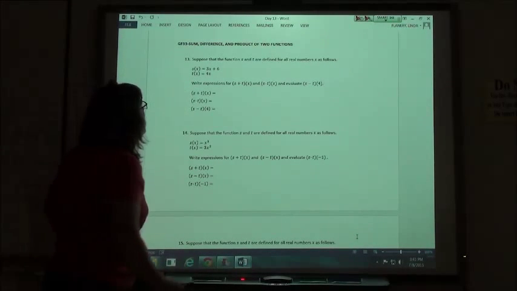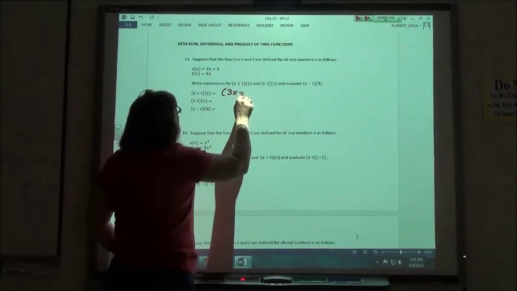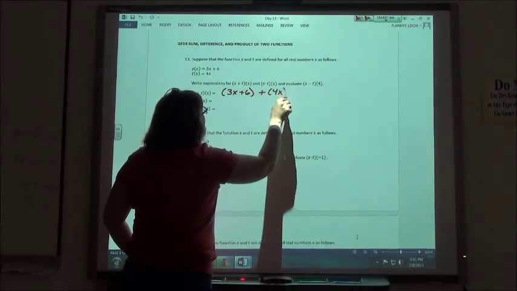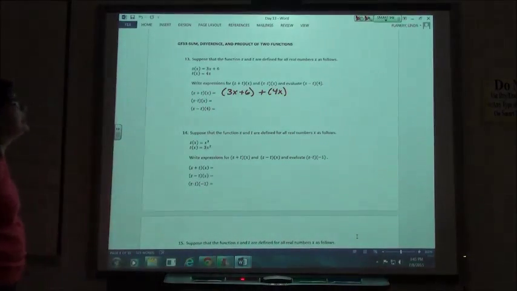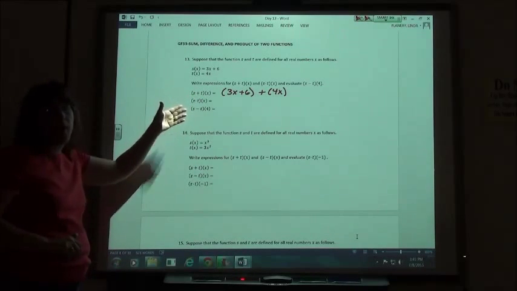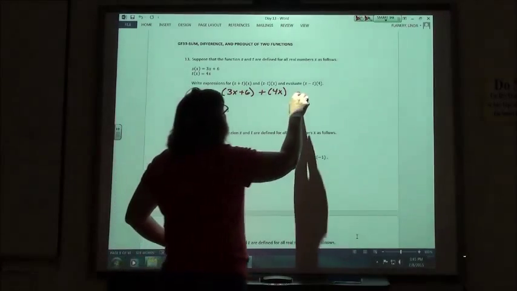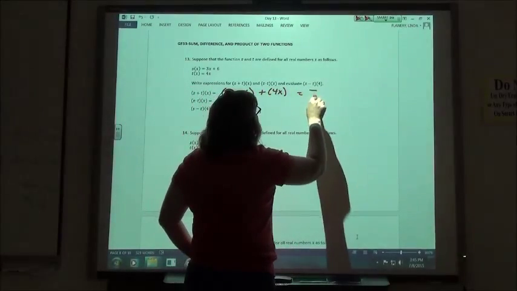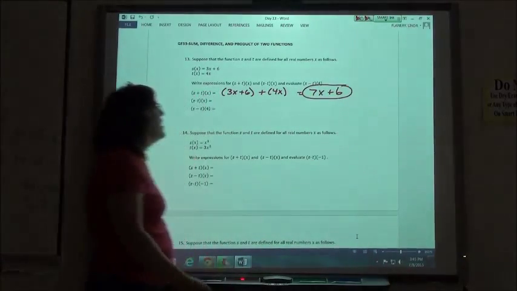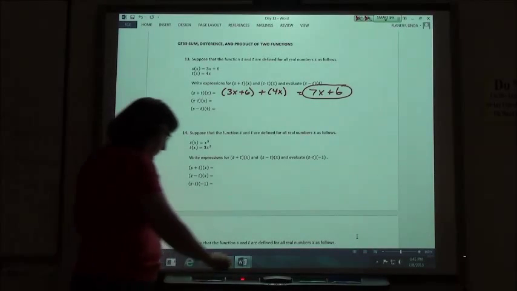So first of all, if I'm going to add, I'm going to take my s function, which is the 3x plus 6. I'm going to add my t function, which is the 4x. Now, since I'm adding, I really didn't need the parentheses, but I put them there because the order is important when you subtract, not necessarily when you add. So I'm going to combine my like terms. 3x plus 4x is 7x, and so I get 7x plus 6, and there's nothing else I can do to simplify that, so that's just going to be my answer.